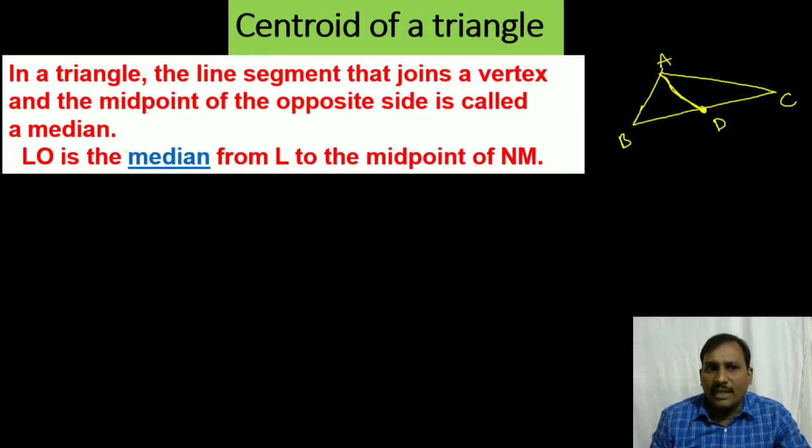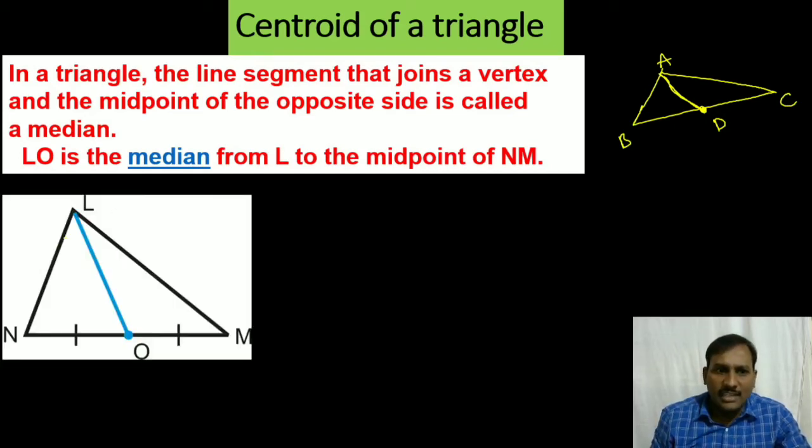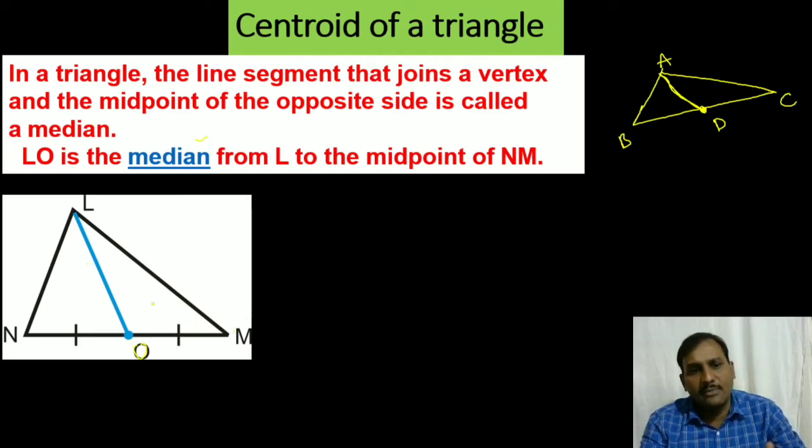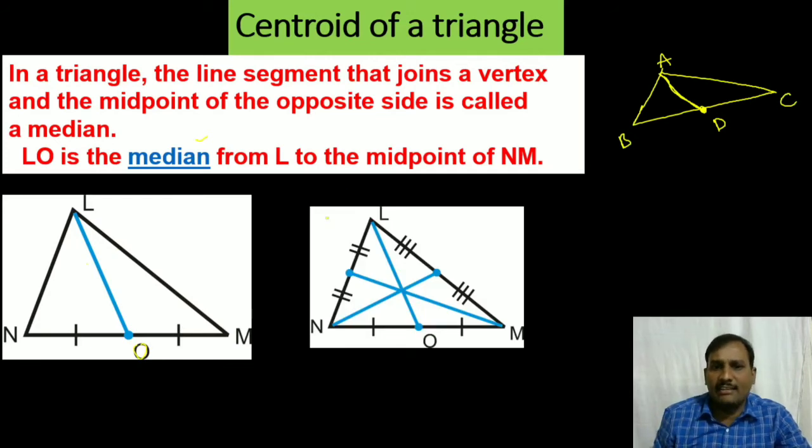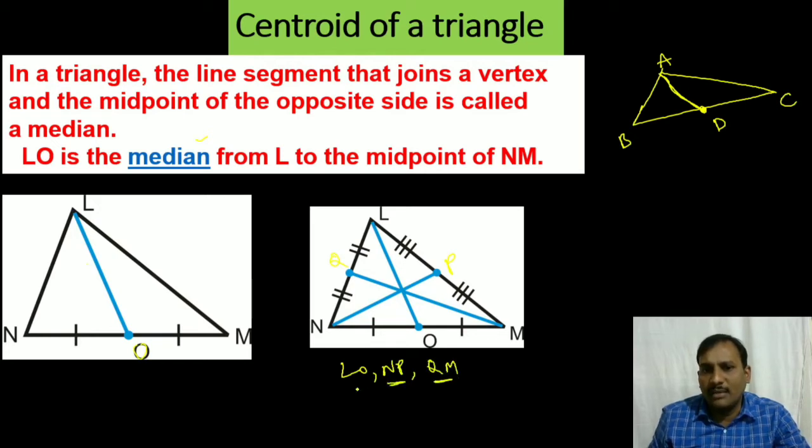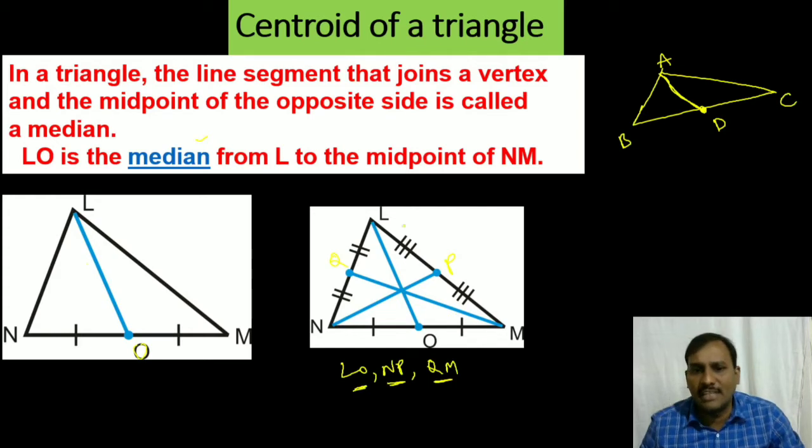So in a triangle, the line segment that joins a vertex and the midpoint of the opposite side is called a median. So if you take here, this LMN is a triangle, this O is the midpoint here, LO is the median from L to the midpoint of NM. And you can observe three medians in a triangle. So suppose this is LO, let us say this is P and this is Q. So LO and one more is NP and QM or MQ are the three medians. So in a triangle, three medians are possible.